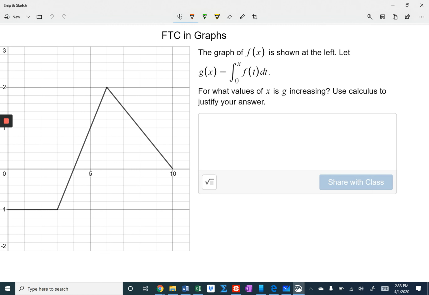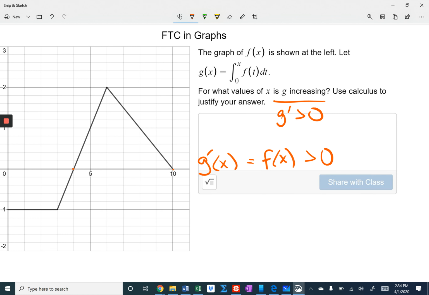So for what values of x is g increasing? We should know that g is increasing when g prime is greater than 0. So how do I find g prime? That's where the fundamental theorem comes in. G prime looks like a g with a prime symbol. G prime of x is just going to be f of x. So I need to figure out where f of x is greater than 0. Okay, f of x is greater than 0 from here to here. But technically, it's the open interval from 4 to 10.